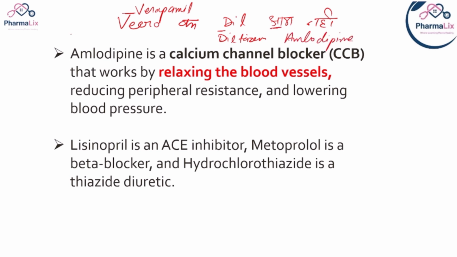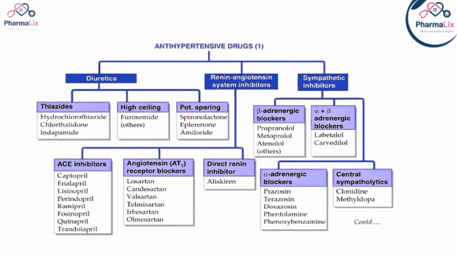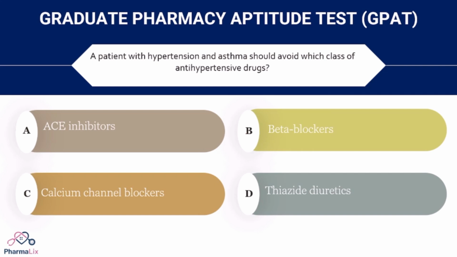Amlodipine is a calcium channel blocker that works by relaxing the blood vessels, reducing the peripheral resistance and lowering the blood pressure. So this is how amlodipine works. And lisinopril is an ACE inhibitor, metoprolol is a beta blocker, and hydrochlorothiazide is a thiazide diuretic. So this is how you have to learn, and this is a simple question from the classification which I always emphasize to learn. Okay, let's move to our next question.